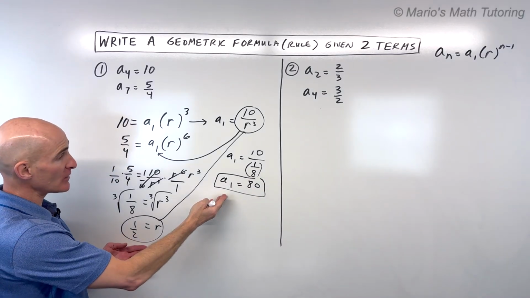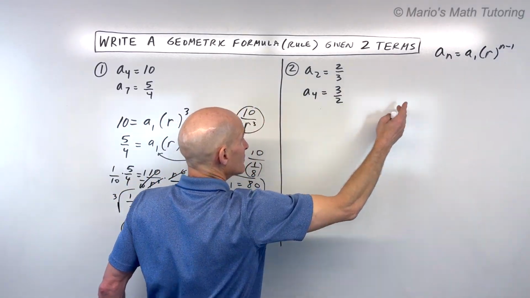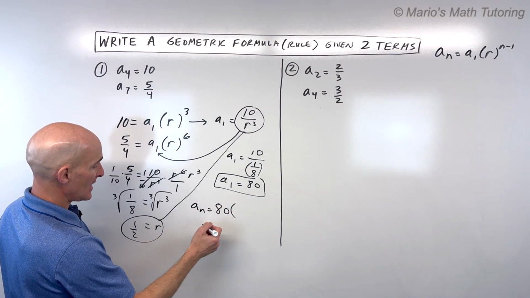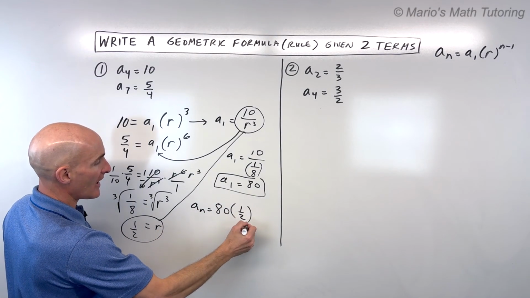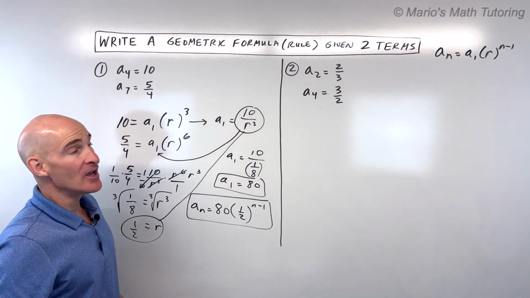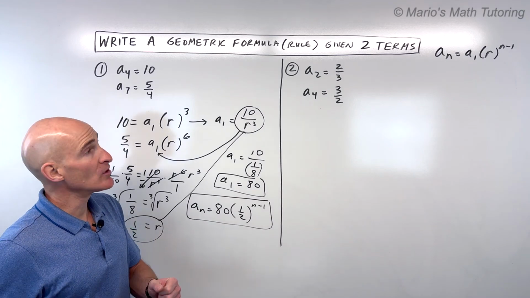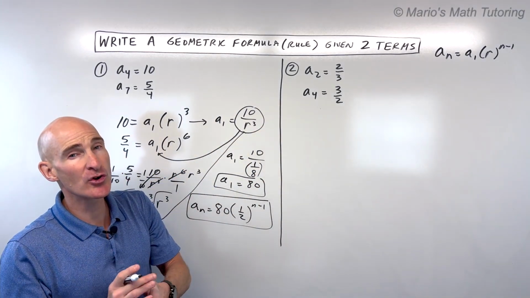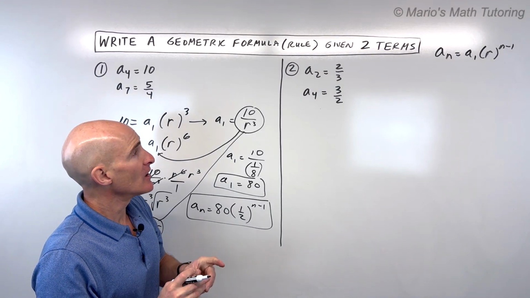So now we have everything we need to write our explicit formula. We say that a sub n equals a sub 1, which is 80, times our ratio, which is 1/2, to the n minus 1 power, and you've got it. So let's try another example. See if you can do number 2 on your own. Now, you can use the substitution method, but I'm going to also show you another technique as well.